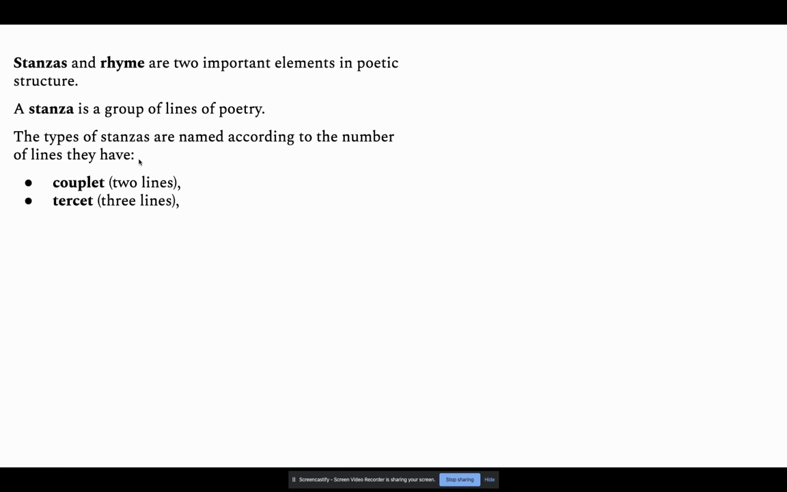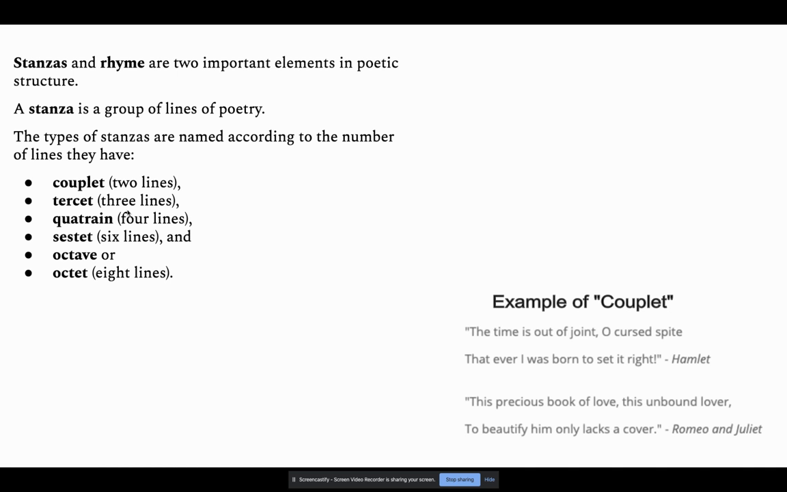If the stanzas are 3 lines, it is a tercet. Or 4 lines, a quatrain. 6 lines, sestet, and then an octave or an octet is 8 lines. Here are some examples. This is an example of a couplet.